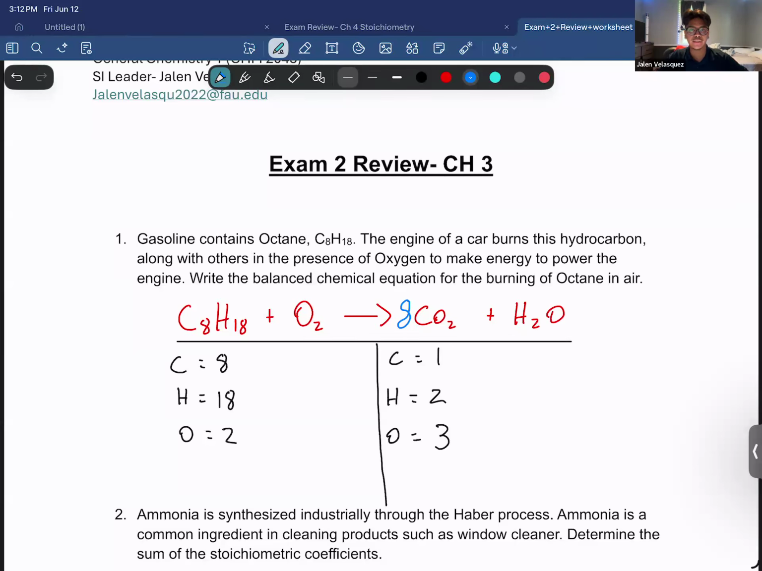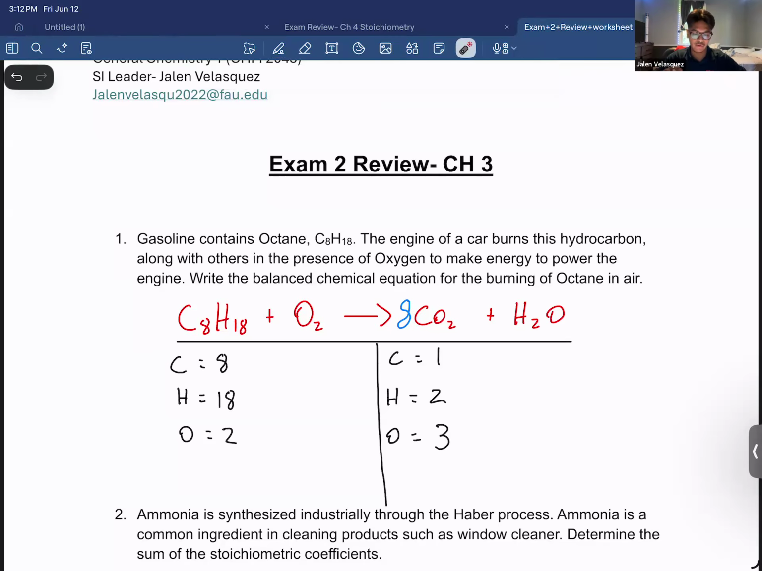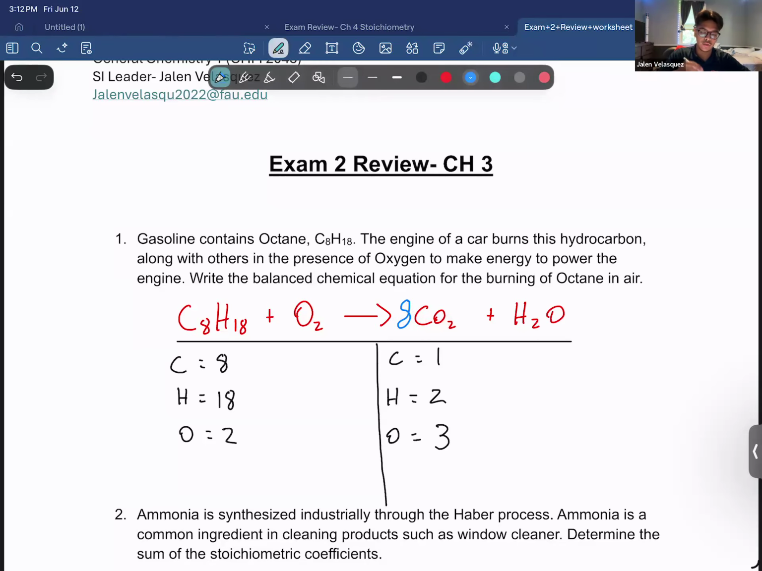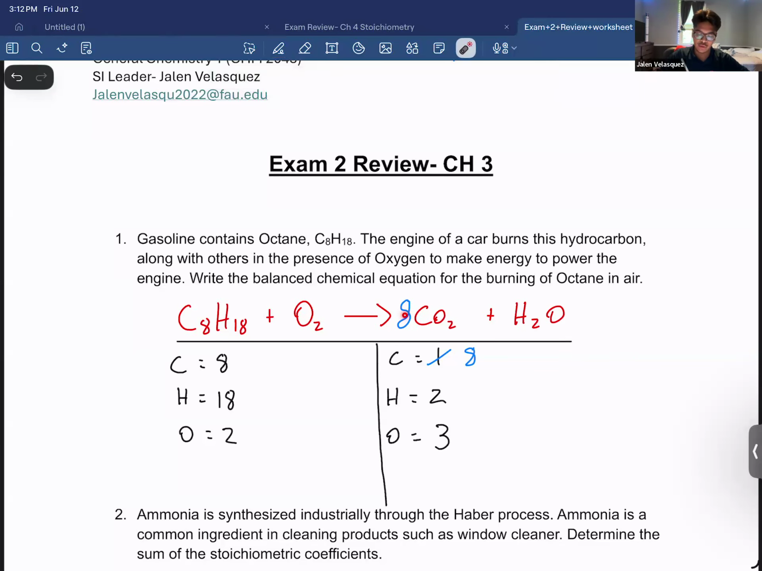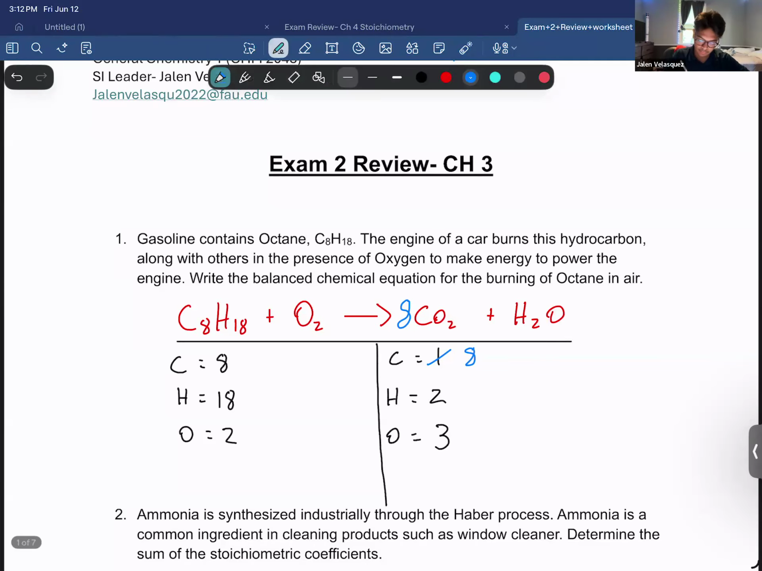So now how is that going to change my tally of elements? If you guys remember from probably third grade math, the distributive property of multiplication, right? This 8 multiplies to the carbon. It also multiplies here to the oxygen. So now I need to update my tally. Now I have 8 carbons. 8 times 2 is 16 plus 1 here. Now we have 17 oxygens.